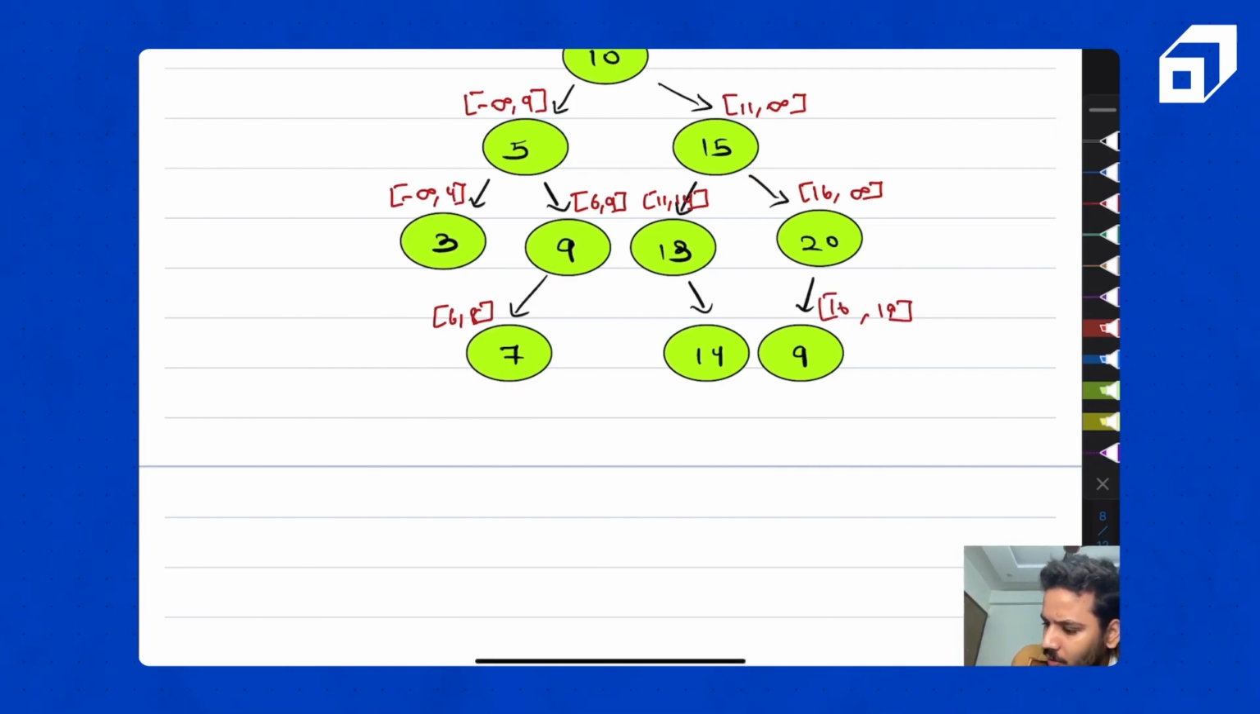Now coming to this node, this can be what? This has to be greater than 13, so at minimum it can be 14, and at max also I'm taking it from the parent, it can be 14 only. So there was no other option for this node.